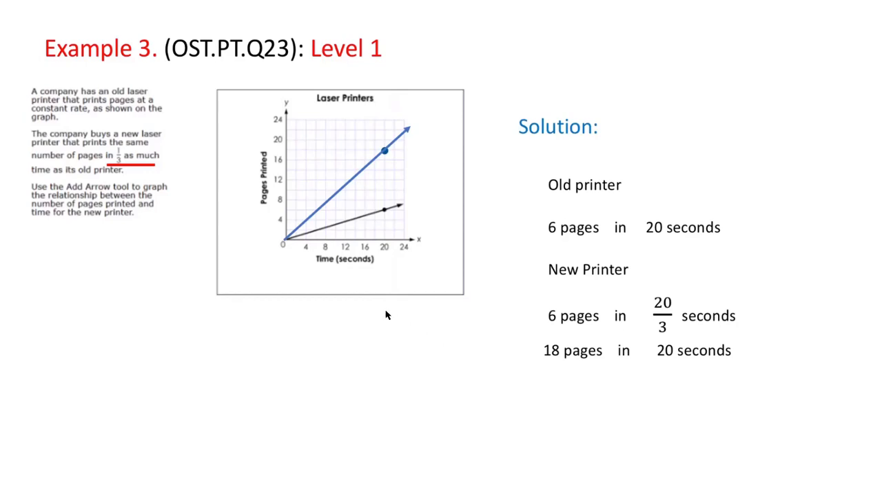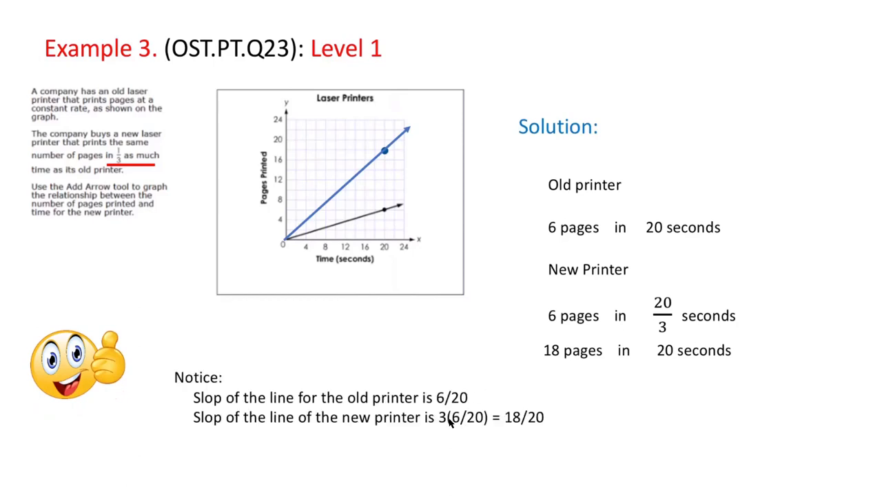Now, notice that the old printer, the slope is 6/20. The new printer, the slope is 18/20, which is 3 times more. So notice slope of the line for the old printer is 6/20. Slope of the line of the new printer is 3 times 6/20, which is 18/20.